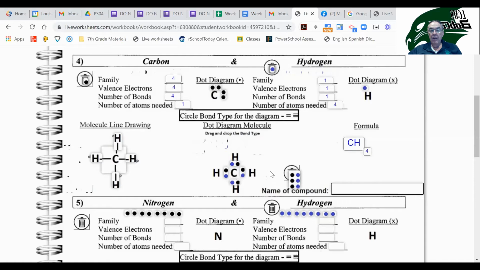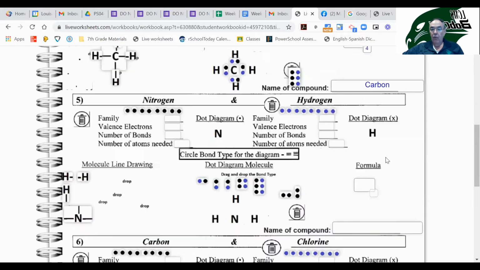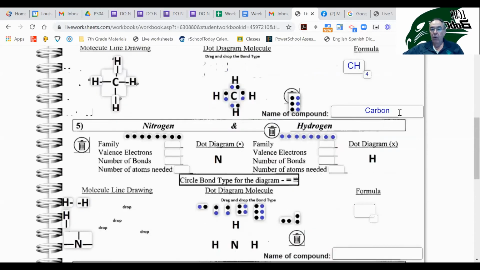When we go to name it, we don't do anything to the name of the first element or if it's the only element. So we're going to write carbon. And then we see this 4. So the 4 by the hydrogen tells us it's tetra. And we put IDE on the end of the second element, so it's hydride.